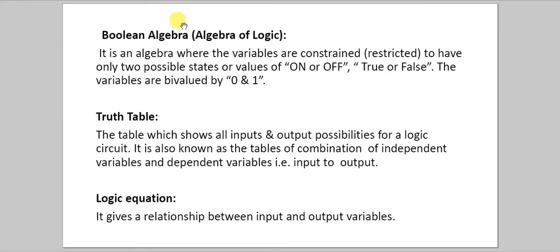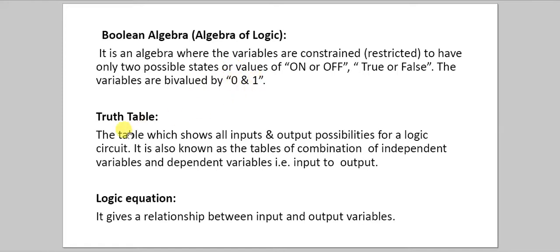Now we will be using another term, Boolean algebra or algebra of logic, in the coming topics. What is Boolean algebra? It is an algebra where the variables are constrained, that is restricted, to have only two possible states or values: on or off, true or false. The variables are bi-valued, meaning two valued, 0 and 1.